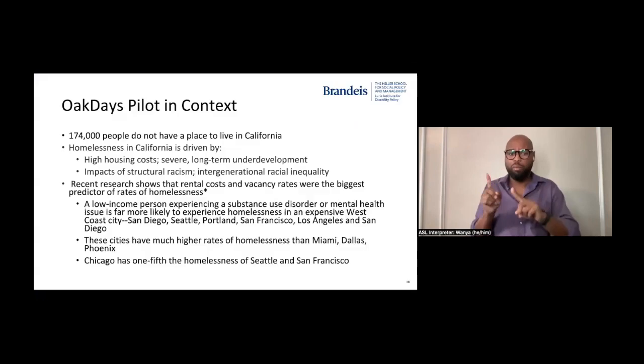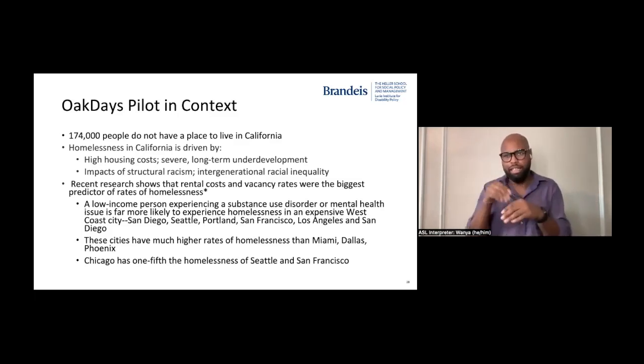Next slide, please. Let me just place this pilot in context for a minute. This is specifically relevant to the California area. We know that close to 175,000 people now don't have a place to live in California. And homelessness is obviously driven by many factors, including high housing costs and particularly on the West Coast, severe long-term underdevelopment. It's also an outgrowth of the impacts of structural racism and intergenerational racial inequality. And some of that, the impacts Kartik just pointed out in his presentation.